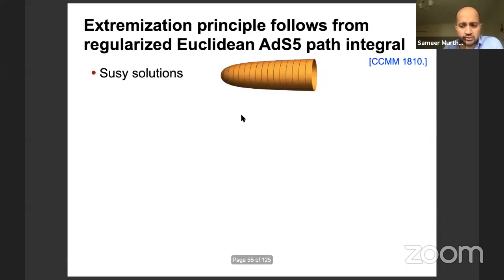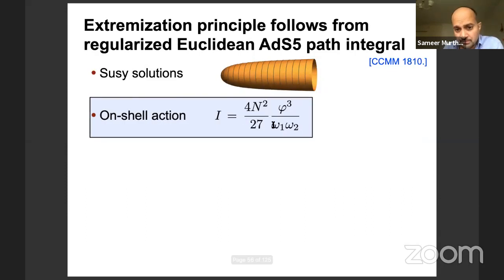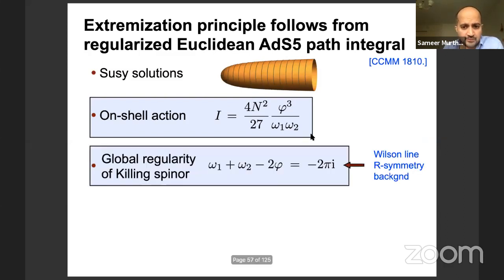Now that you have this solution, you can just calculate the on-shell action. And the calculation just gives you on the nose this thing that was expected. And because this is supersymmetric, you have to demand that the Killing spinor in the bulk is regular. When you do that, you find that you get exactly this condition that was expected.